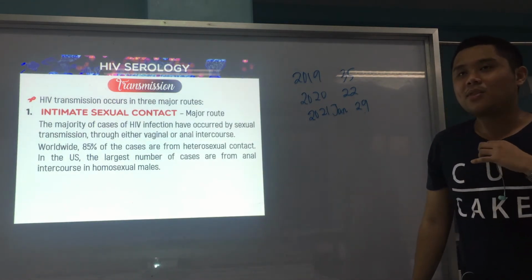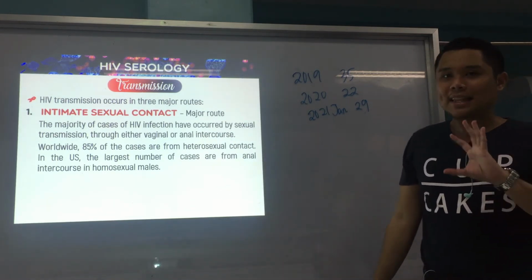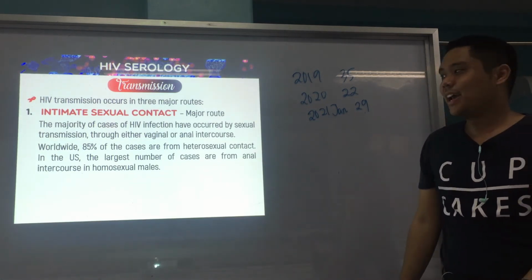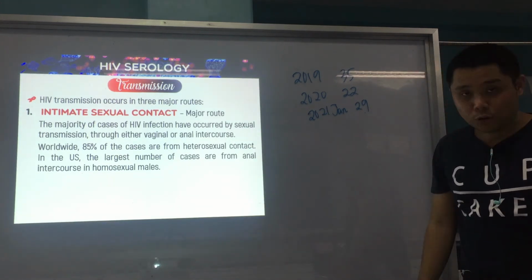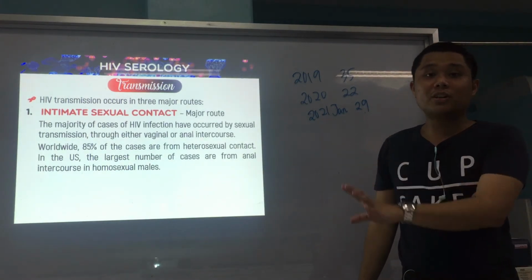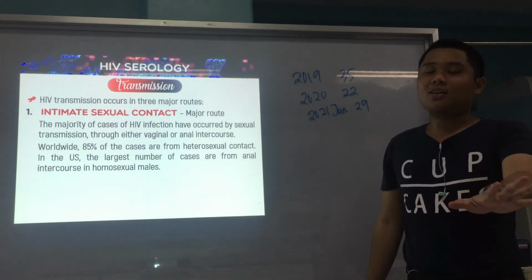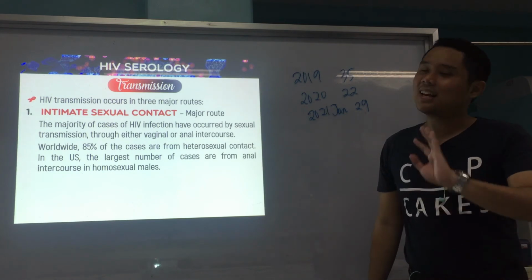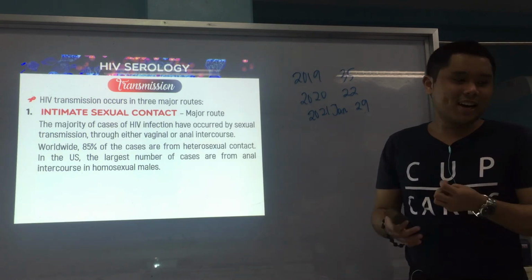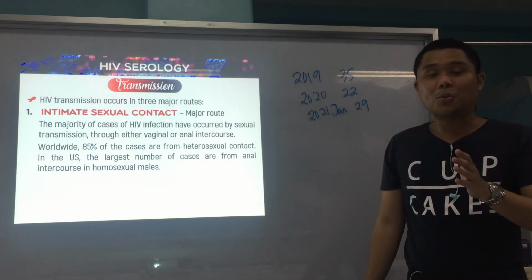In the Philippines, I think the major route is still intimate sexual contact. I think heterosexual is the most common, if I'm not mistaken. No, I think it's homosexual pala, male-to-male pa rin. So again, it's the major route. It can occur through sexual intercourse, either vaginal or anal. If you're quite uncomfortable, apologies, but we have to discuss this because it's a sexually transmitted infection. So again, the major route is intimate sexual contact.